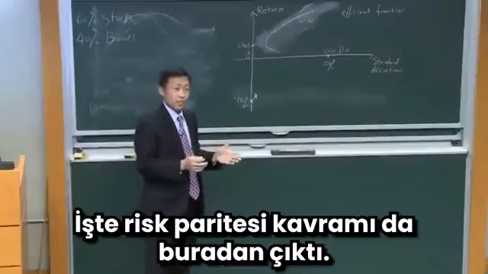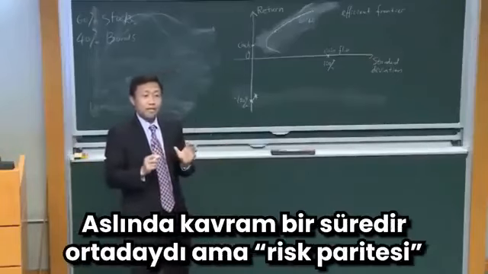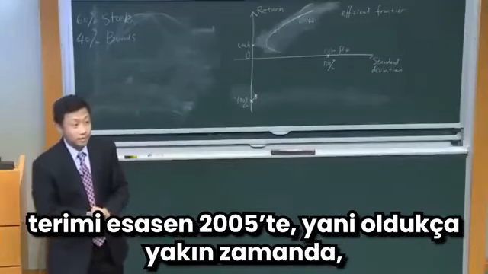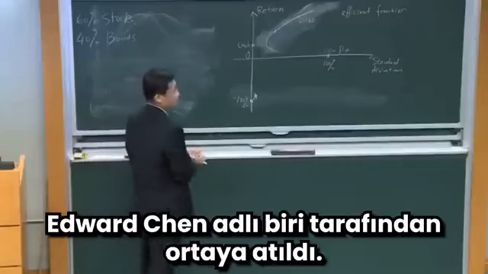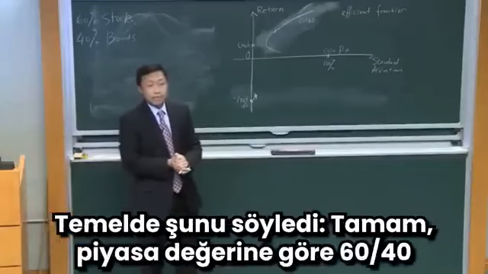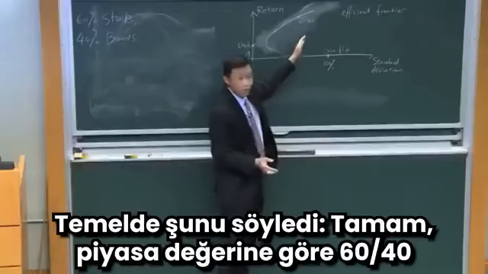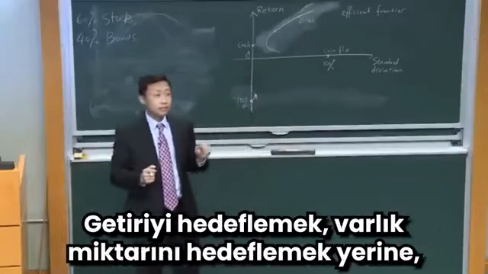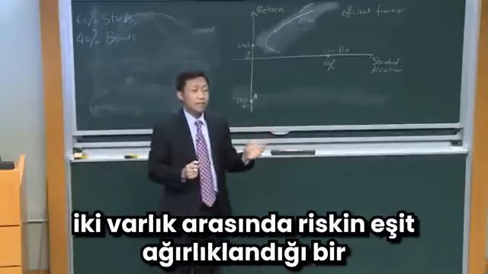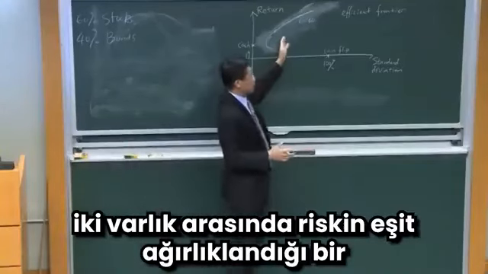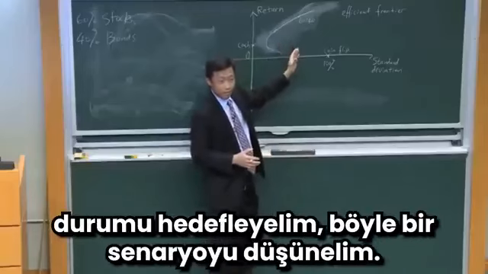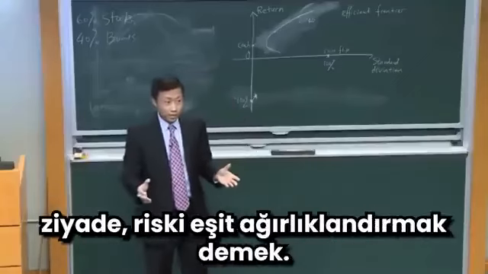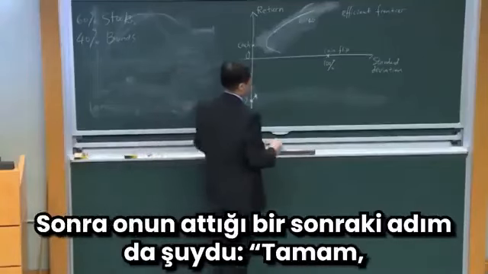So that's where the risk parity concept came in. The concept has been around, but the term was really coined in 2005, so quite recently, by a guy named Edward Chen. He basically said, okay, instead of allocating 60-40 based on market value, why shouldn't we consider allocating risk? Instead of targeting return, targeting asset amount, let's think about a case where we can have equal weighting of risk between the two assets. So risk parity really means equal risk weighting rather than equal market exposure.